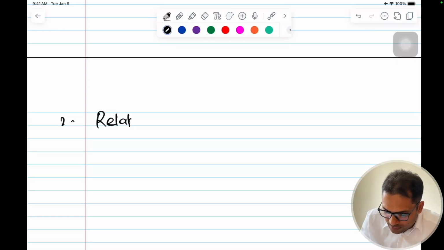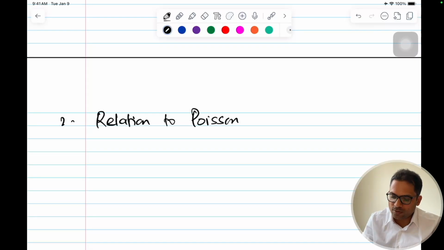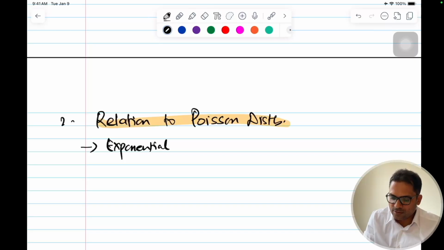The relation of exponential to Poisson. Both are, as I mentioned, two faces of the same coin, Poisson distribution. Okay, exponential is continuous and our Poisson is discrete.